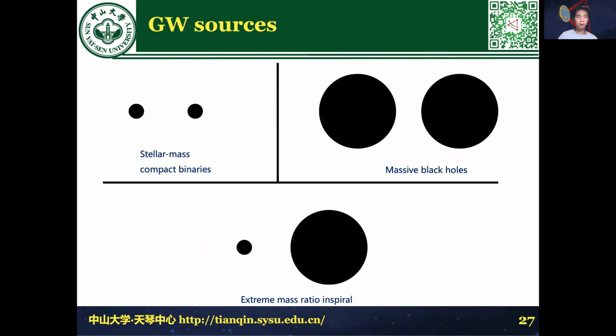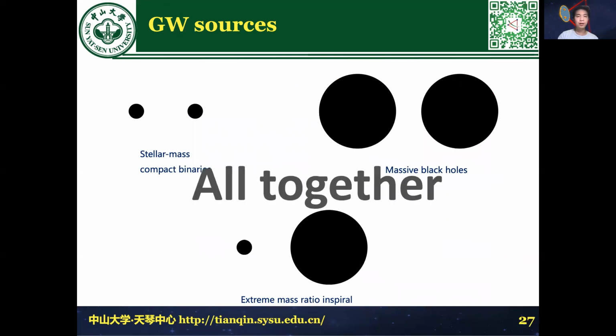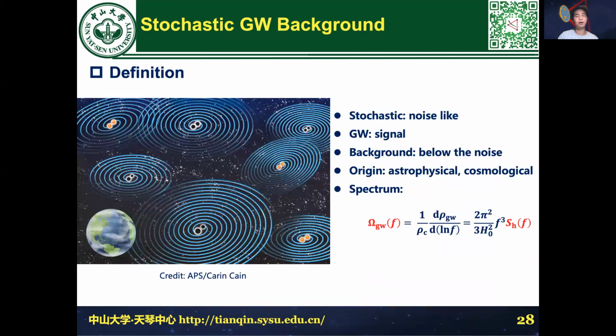Now we have mentioned all the individual components. What about putting the signals together to form a background? These are called the stochastic gravitational wave background. They can come from two different origins, the astronomical sources or the cosmological sources. All we've covered are astronomical origin SGWBs. They are stochastic, meaning they are noise-like, but they are gravitational waves, so they actually are signal, and they form the background, so they are kind of below the noise.